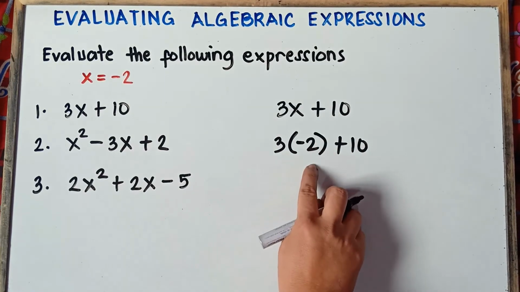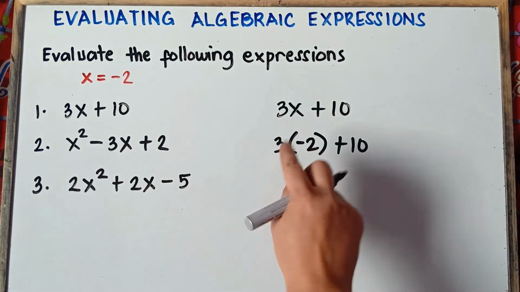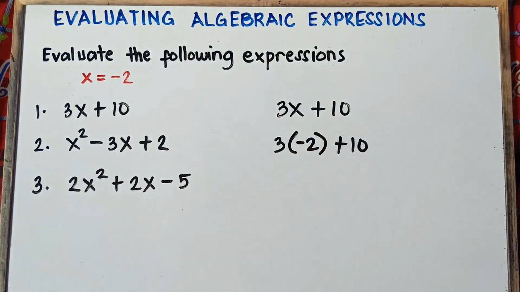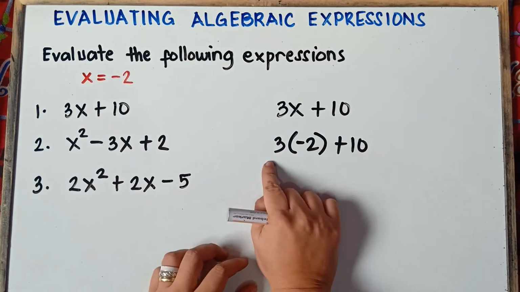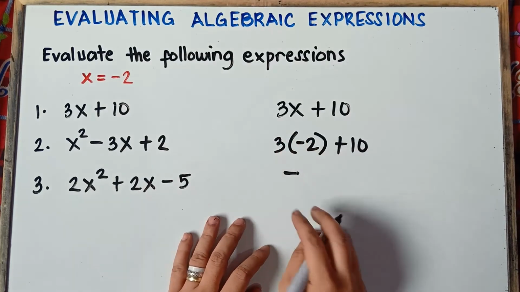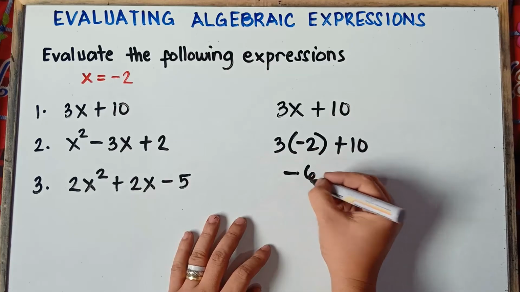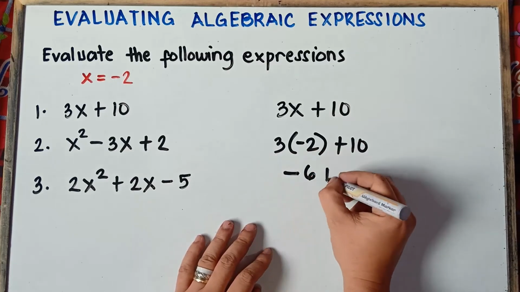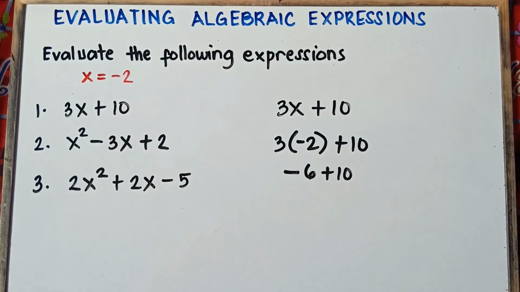So multiply this one. 3 times negative 2. Unlike signs, positive times negative, it's always negative, class. Once again, class, if you're multiplying unlike signs, the answer is always negative. Positive 3, negative 2. So positive times negative, that would be negative. 3 times 2, that would be 6. So negative 6, and then copy plus 10. And then negative 6 plus 10, what's the answer, class?